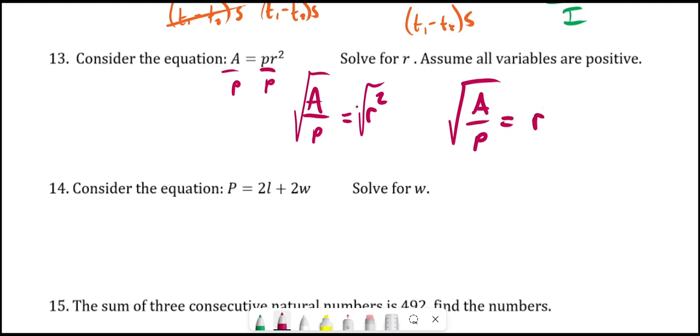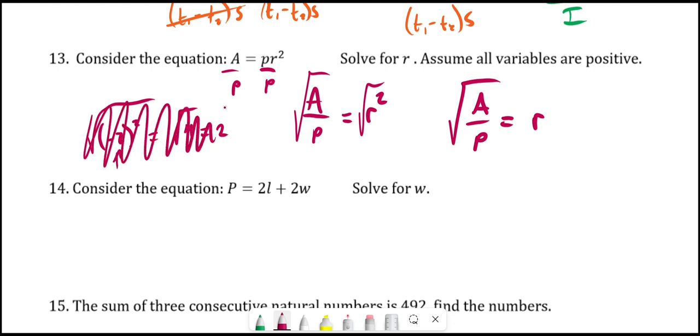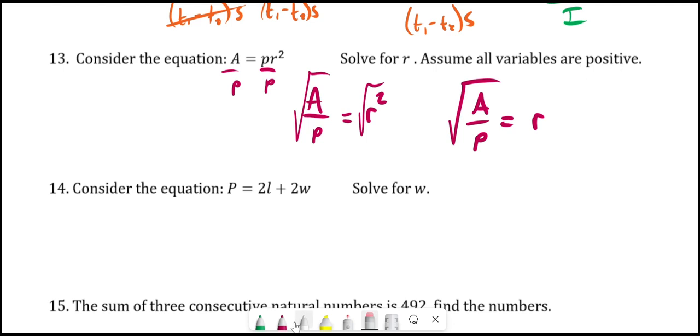I say somewhat because truly, if you take something like minus 2 and square it, and then square root it, you wind up with the square root of 4, which is 2, and you don't wind up with what you started with at all. But that's why they told us that all of the things involved were positive.